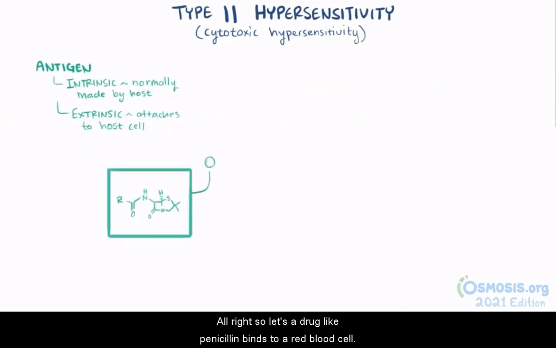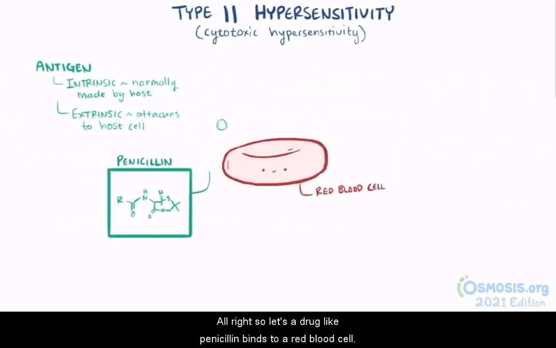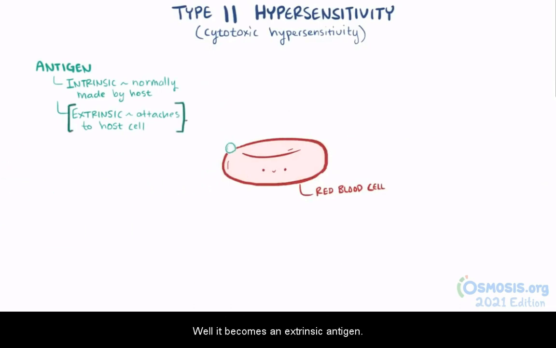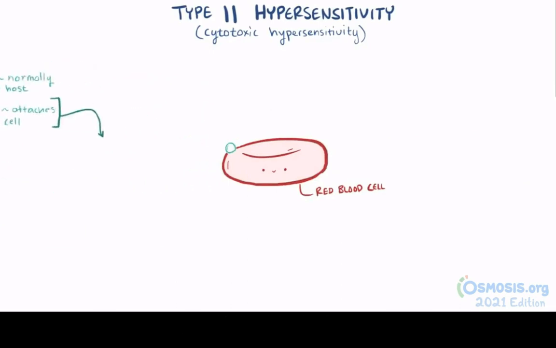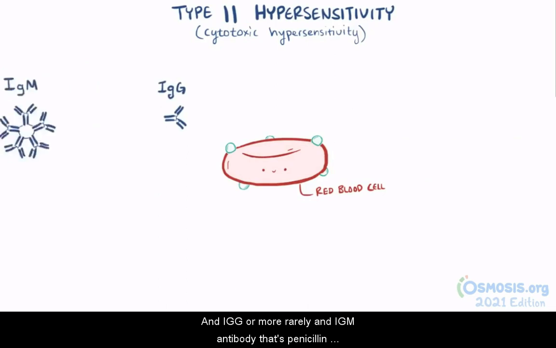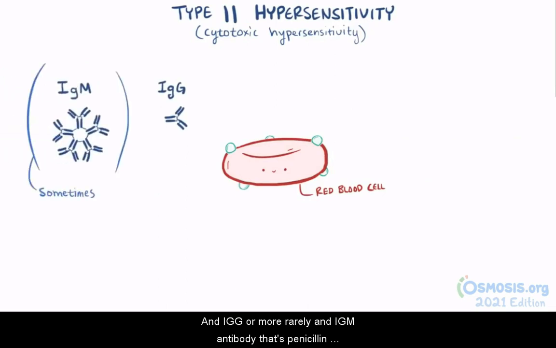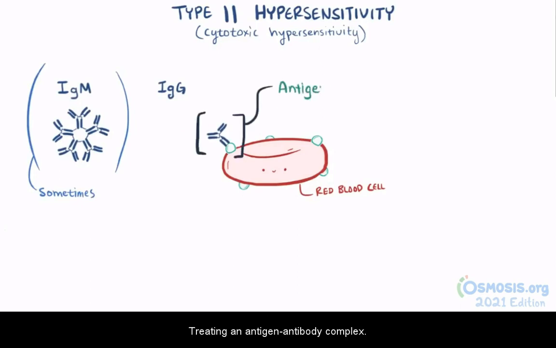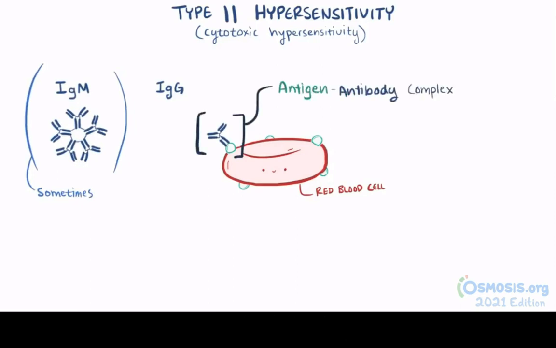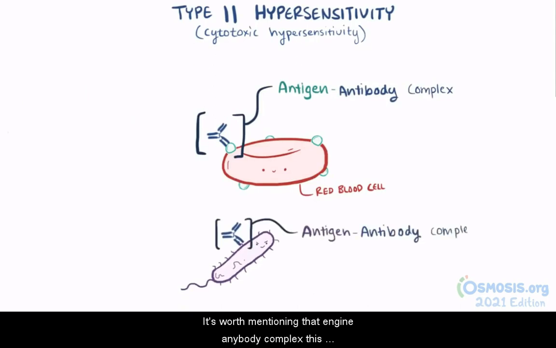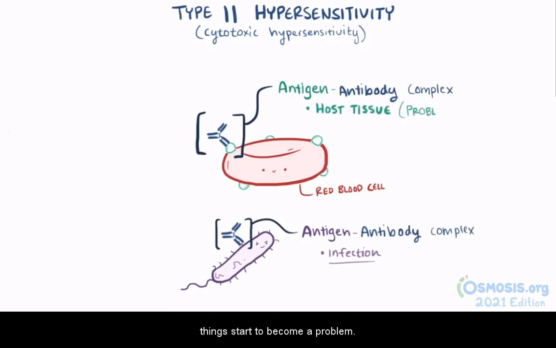Alright, so let's say a drug like penicillin binds to a red blood cell. Well, it becomes an extrinsic antigen. An IgG, or more rarely, an IgM antibody that's penicillin specific might bind to the penicillin molecule, creating an antigen-antibody complex. Now, it's worth mentioning that antigen-antibody complexes can happen in the course of a normal infection, but it's when an antibody is complexed to host tissue that things start to become a problem.